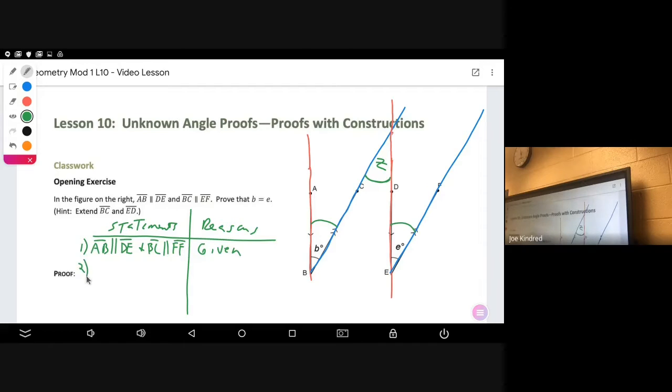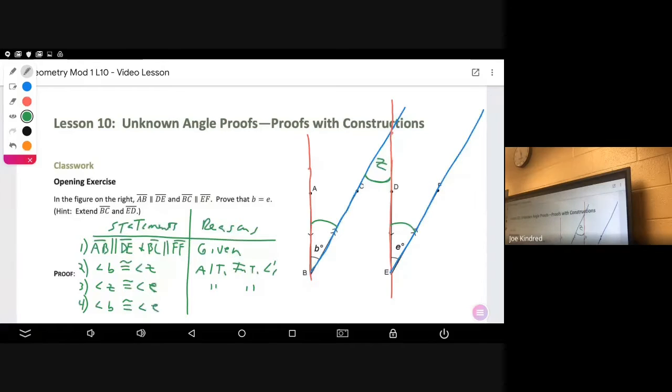The second statement is angle B is congruent to angle Z. And the reason, alternate interior angles. The third statement, angle Z is congruent to angle E. Same reason, alternate interior angles. And then finally, the fourth and final statement, we've proven that angle B is congruent to angle E.